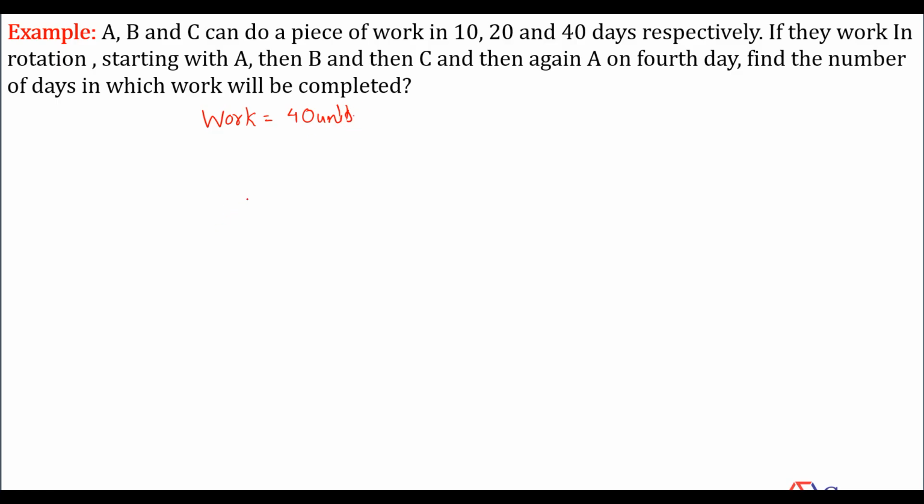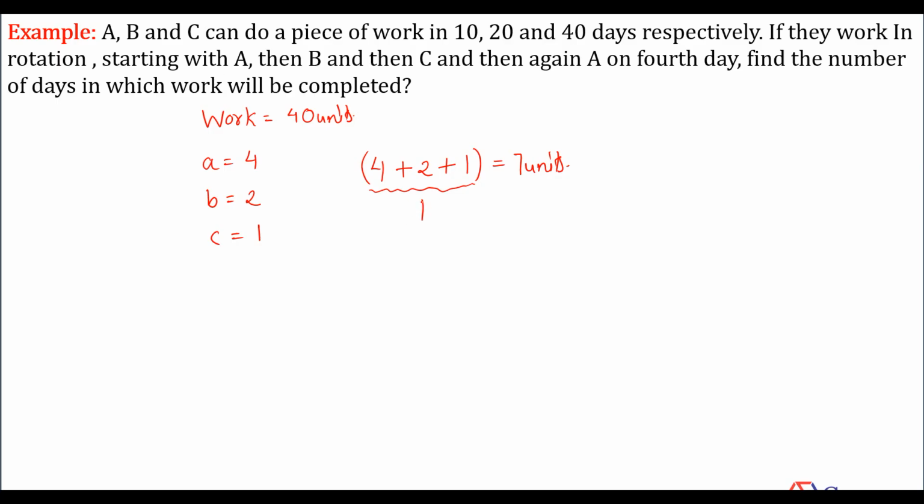A can finish the 40 units of work in 10 days. So what is A's 1 day's work? It's 4. B's 1 day's work will be 2. And C's 1 day's work will be only 1. If they work in rotation starting with A, that means on the first day, A will finish 4 units. Second day, B will do 2 units. Third day, C will do 1. So effectively, they must have finished 7 units in one cycle.